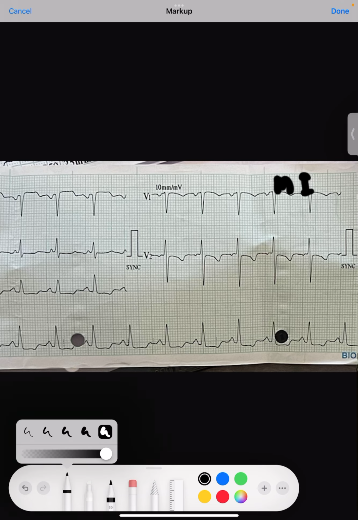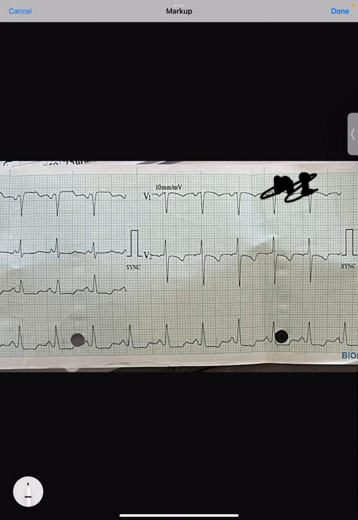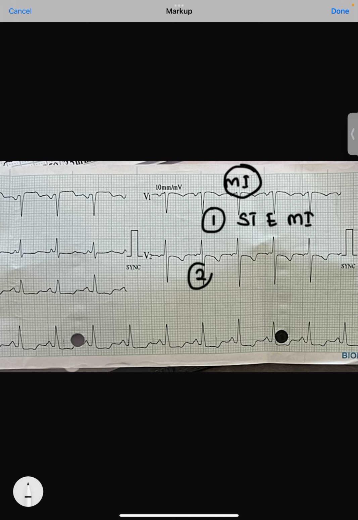In myocardial infarction, the most important thing is whether there is ST elevation or ST depression. Whenever we are thinking about MI, it has to be either ST elevation MI or non-ST elevation MI. So we call it STEMI and non-STEMI.